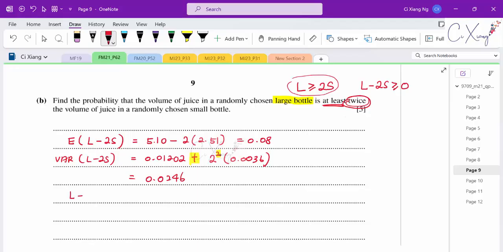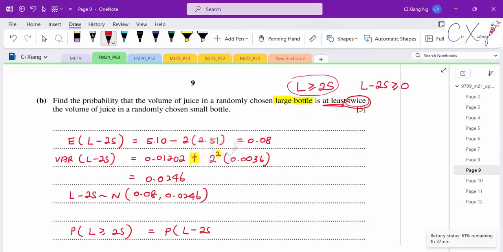So I can write out the distribution. L minus 2S is also normally distributed, with mean 0.08 and variance 0.0246. Then for this question, originally they want to find the probability where L is greater than or equal to 2S. I did mention just now, you cannot find the probability if both sides have a variable. You have to move it to one side and make it greater than or equal to 0.